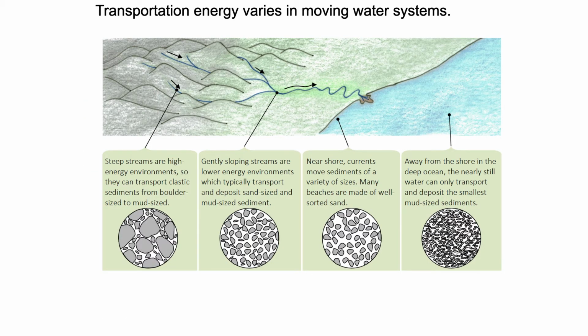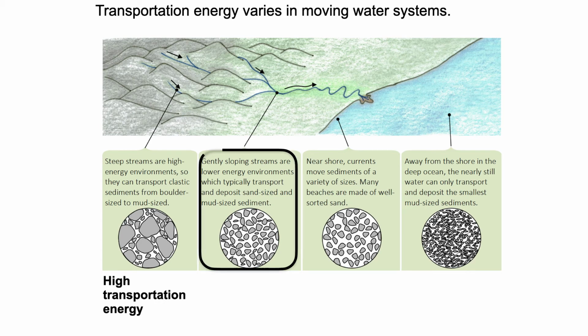Moving water, as in streams and lakes or the ocean, varies greatly in the amount of transportation energy it has. Steep streams are high energy environments, so like our example on the last page, they can move everything. Gently sloping streams, like the creeks and rivers near us, usually are moderate to low energy environments and can only transport and deposit sand to mud-sized sediment.